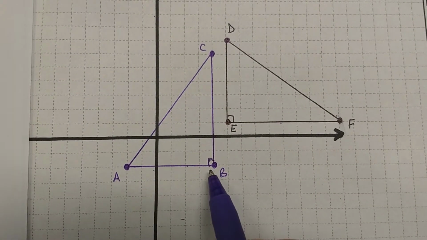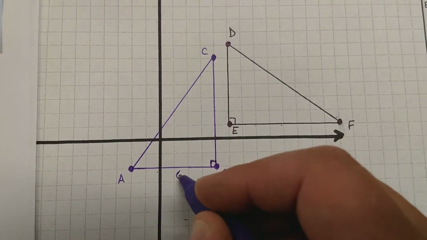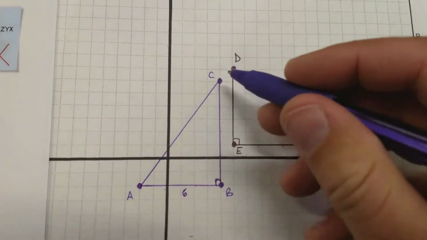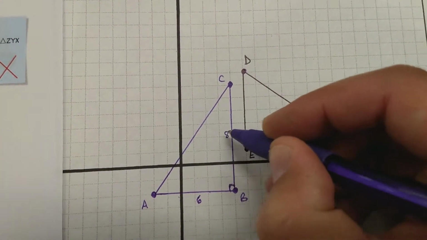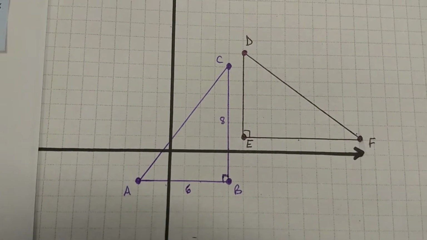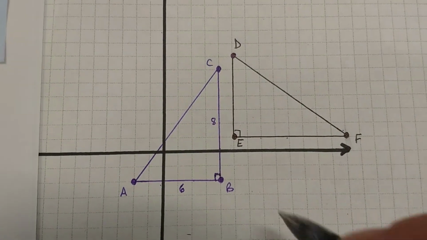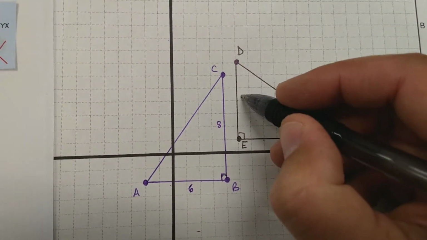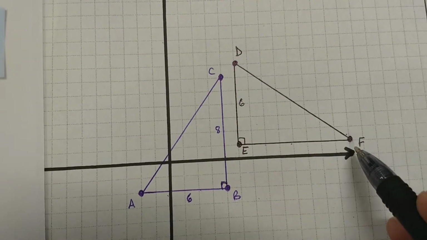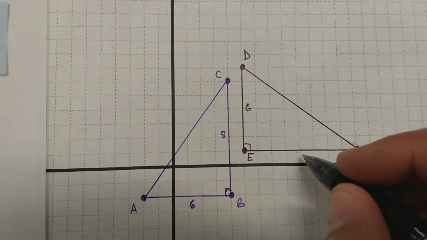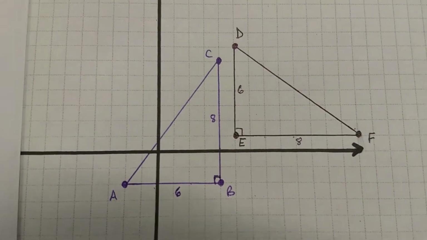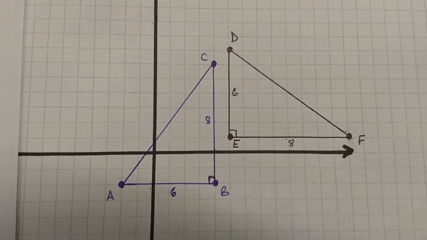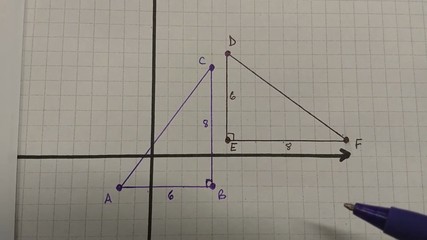This distance from A to B is a distance of 6 units, and from B to C is 8 units. Those are easy to calculate because they're horizontal and vertical. The same thing is happening over here. From D down to E is 6, and from E over to F is 8. And now we've got two pairs of corresponding sides that we know are the same.